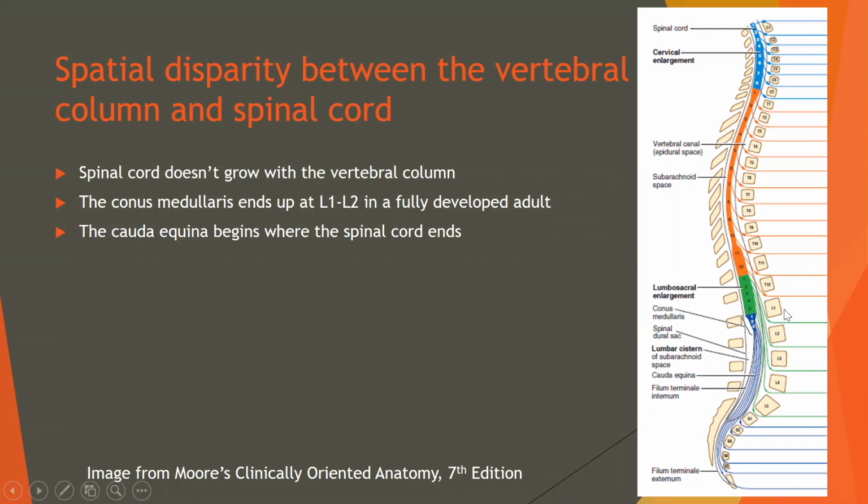And so what that means is your cauda equina is taking up all this space here. And you have what's called the lumbar cistern here, which is just like a little thing to hold CSF. That's what a cistern is. And yeah, that's pretty much all there is to that.